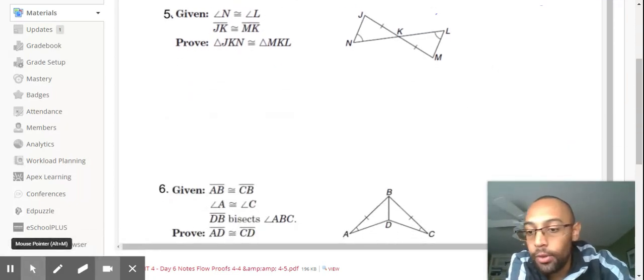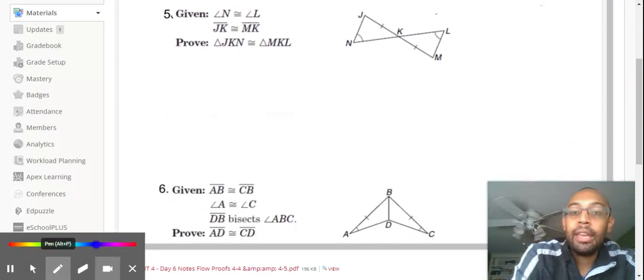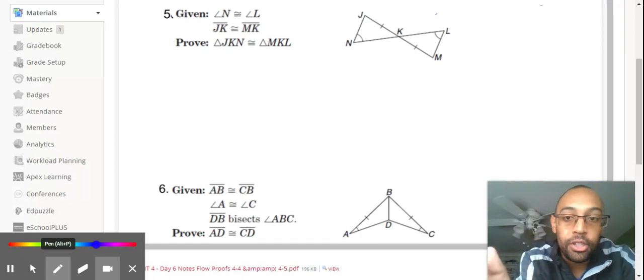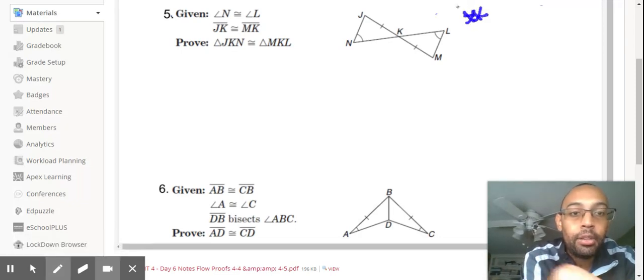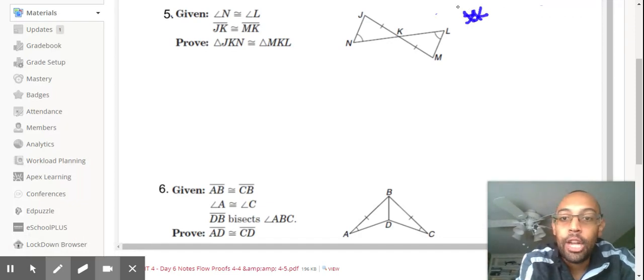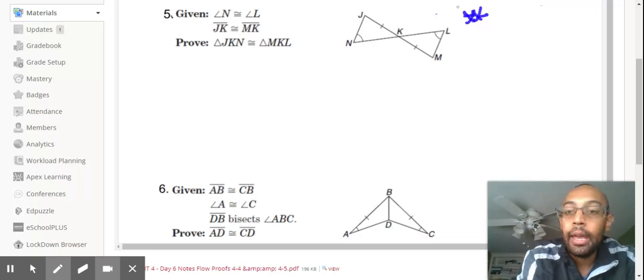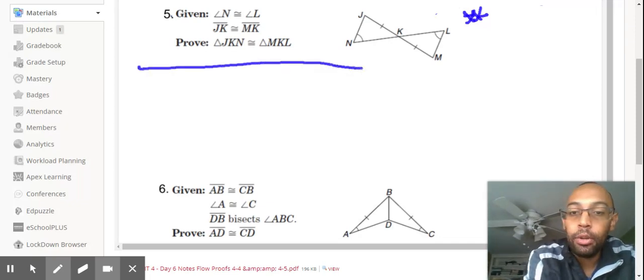All right, so for number 5, we are given angle N is congruent to angle L. And again, they give you a picture here. Okay, so they will always give you a diagram that you can look at. And they give you that JK is congruent to MK. And they want you to prove that the two triangles are congruent. Okay, so we're going to do our 2-column proof.